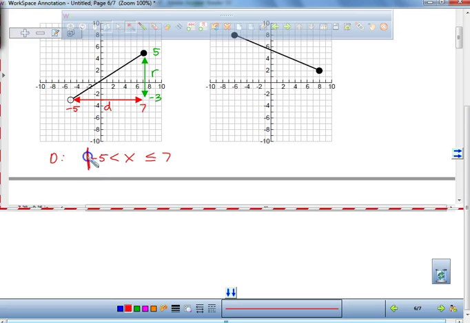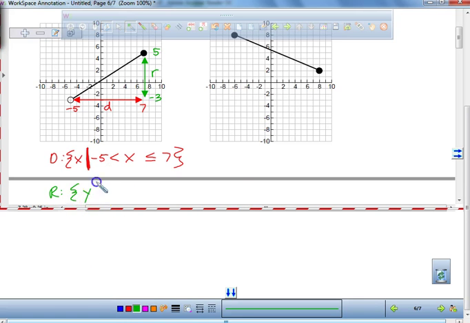This is just a bracket. Okay. But open, I'm just going to put that line right there and enclose. So we have a set of all X values such that X is less than or equal to 7 and greater than negative 5. Now I'm going to write down the range.